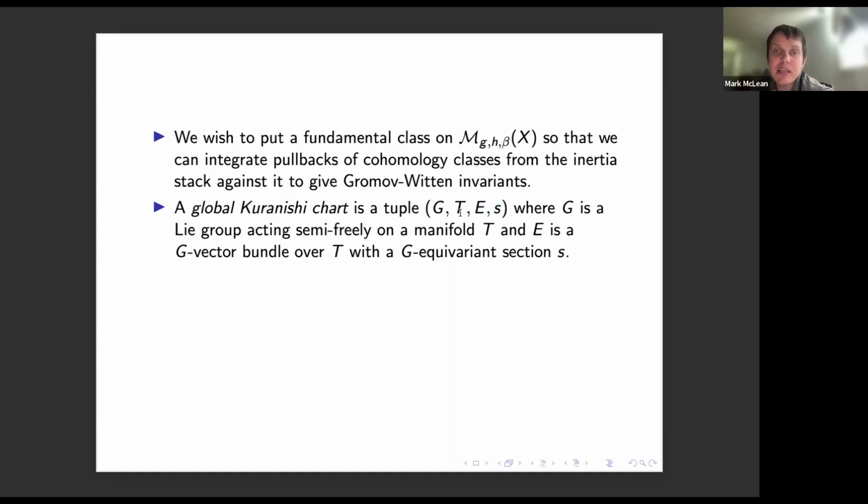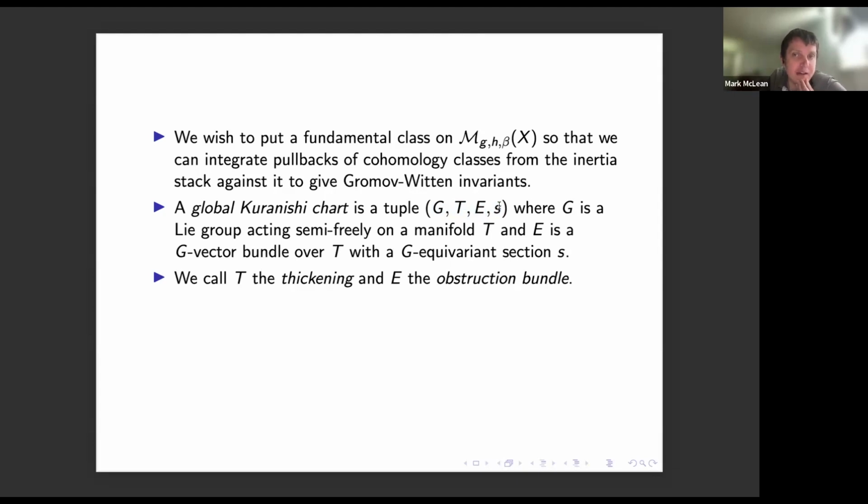So G acts semi-freely on T, and E is a G-vector bundle over T, and we have a G-equivariant section S. As I said, if I quotient T by G and I quotient E by G, and I have the induced section, this is just a section of an orbifold. Essentially, that's what a global Kuranishi chart is. But I'm presenting it as a global quotient, a manifold mod a Lie group acting semi-freely. I'm going to call T the thickening and E the obstruction bundle. And S is morally representing something like the D-bar operator, very roughly.